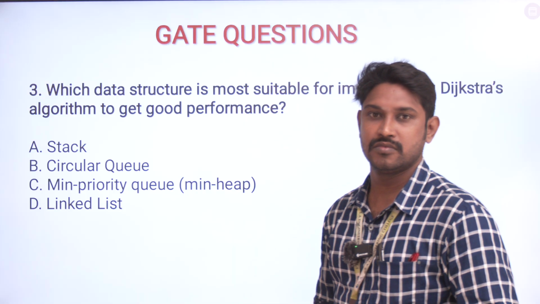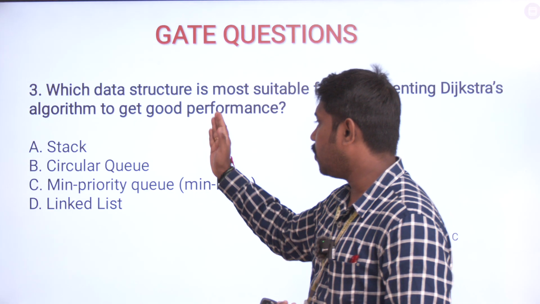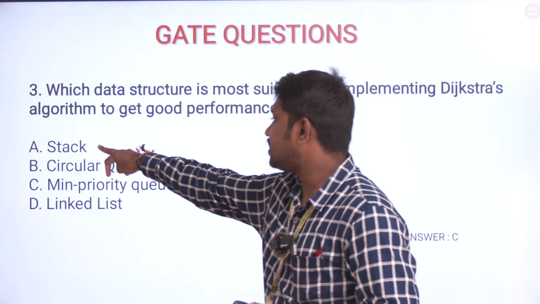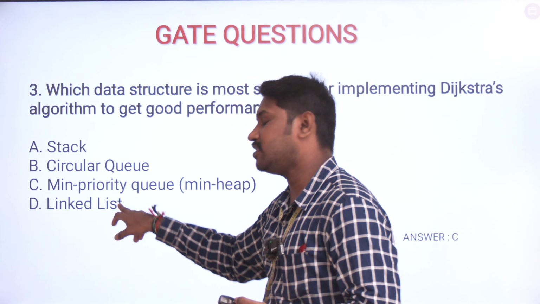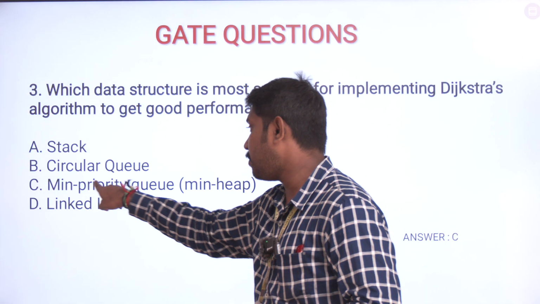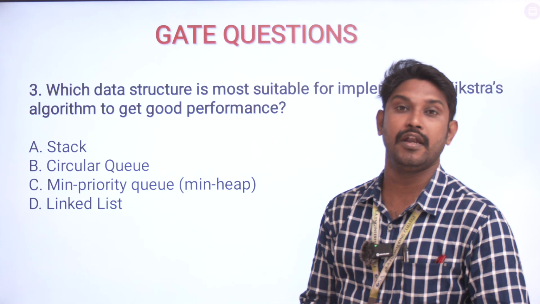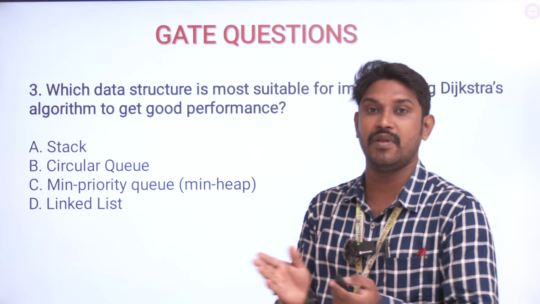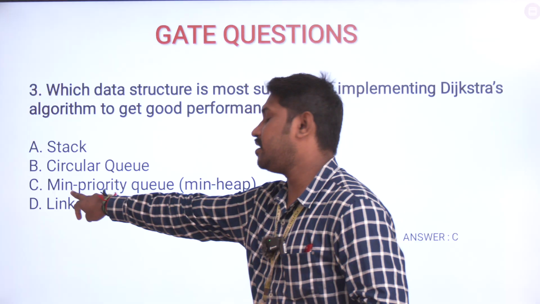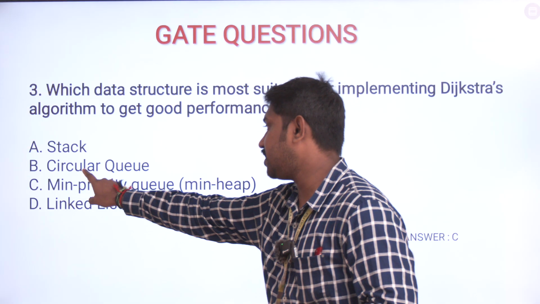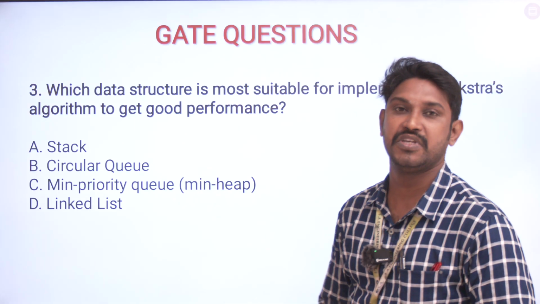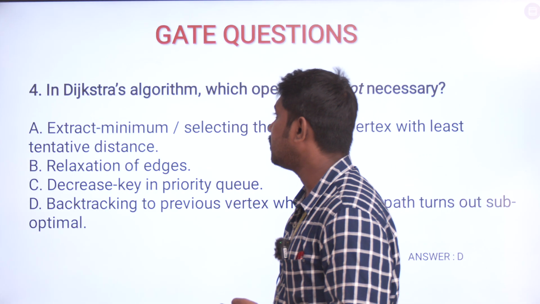Stack we all know, and circular queue, minimum priority queue, and linked list. The stack, circular queue, and linked list will have different concepts, but what is very unique in nature is the minimum priority queue. Among the given algorithm, given path, we are going to find the minimum shortest path. So this is the data structure concept that we are going to use, that is the min priority queue. Option C is the correct answer.